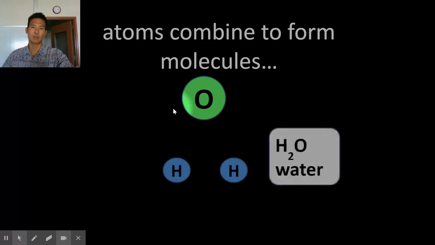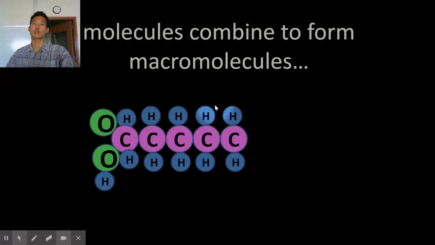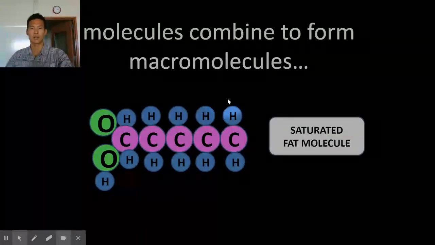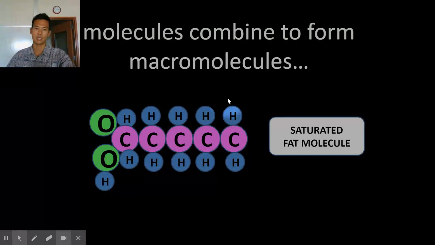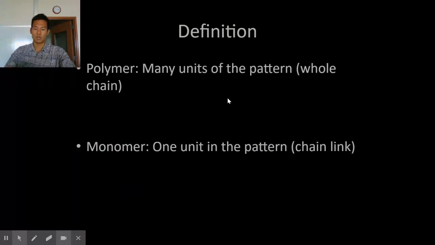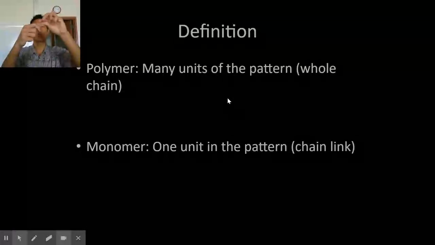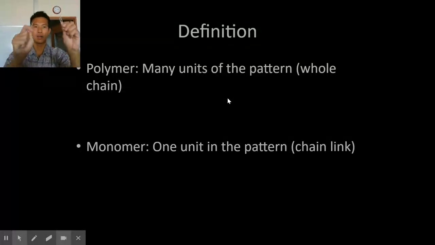Real quick, atoms combine to form molecules, like water, and then molecules combine to form large molecules or macromolecules, like this saturated fat molecule here. Now we're going to go over your macromolecules, and to define macromolecules, we'll use polymers and monomers. Poly means many, so a polymer is the whole pattern, like this whole chain, this paperclip chain. A monomer will be one, so one paperclip in this paperclip chain. Monomer, polymer.